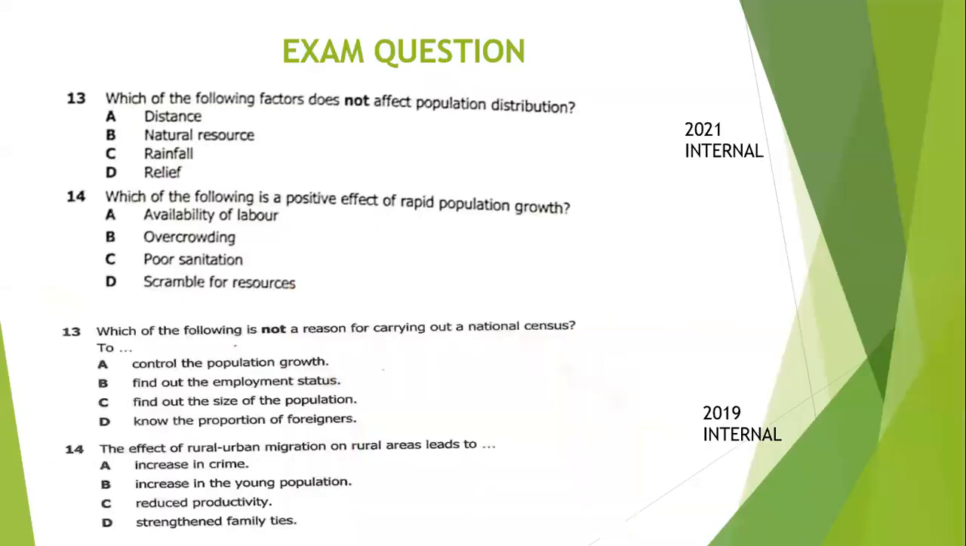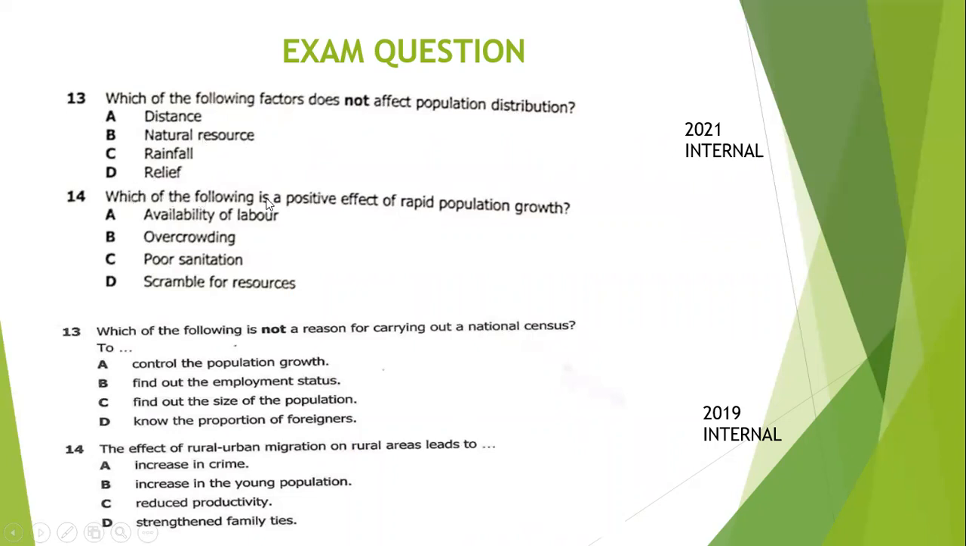Now, let me take you straight into some examination questions. Now, this is an extract from 2021 internal. Which of the following factors does not affect population distribution? Now, distance, natural increase, rainfall, relief. So the best possible answer here is distance.